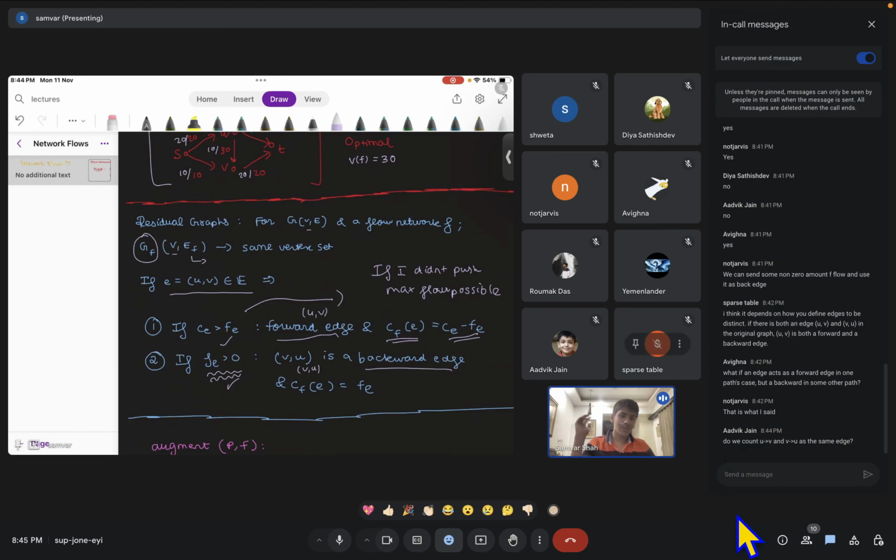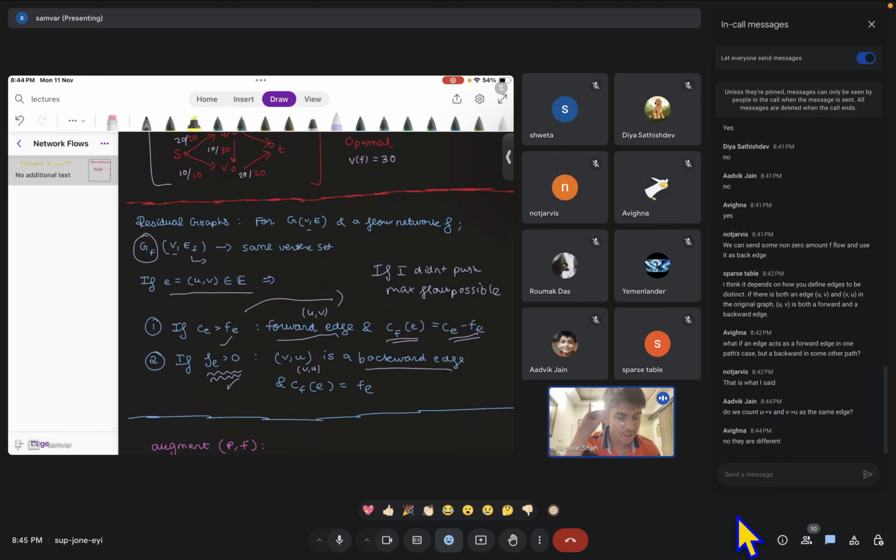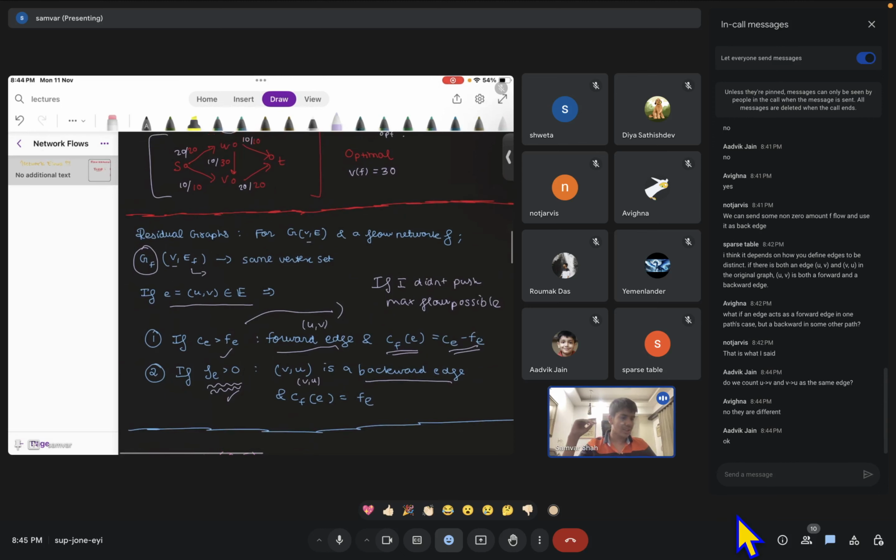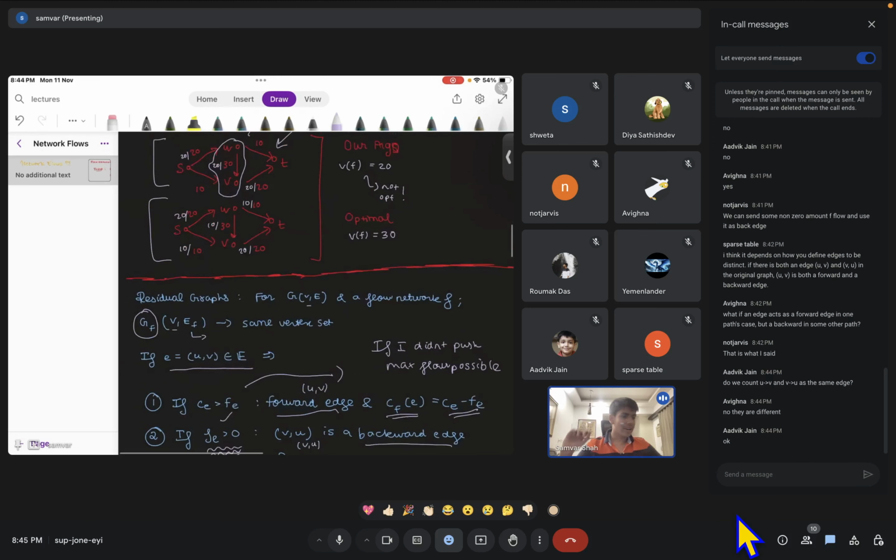No, in a directed graph, u to v and v to u is not the same edge. Definitely not. Yeah, u to v and v to u are not the same edge because that's the whole point of being directed. So, yes, this was quite a lot we covered.